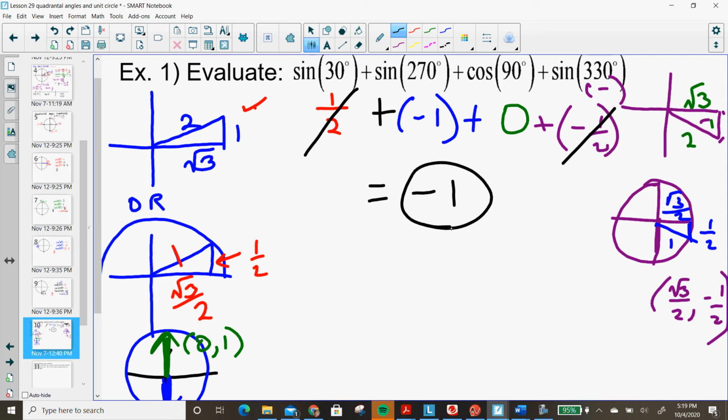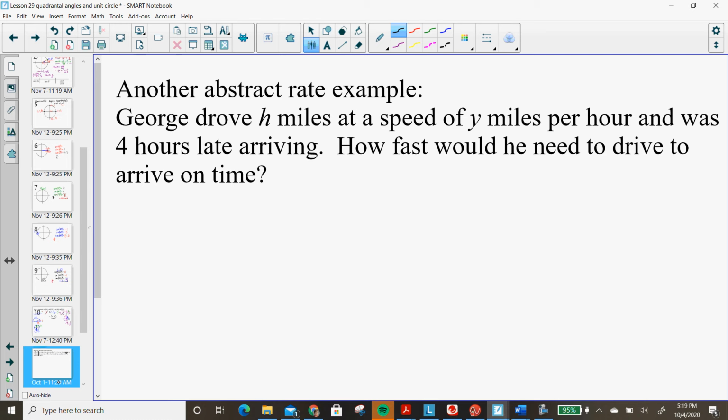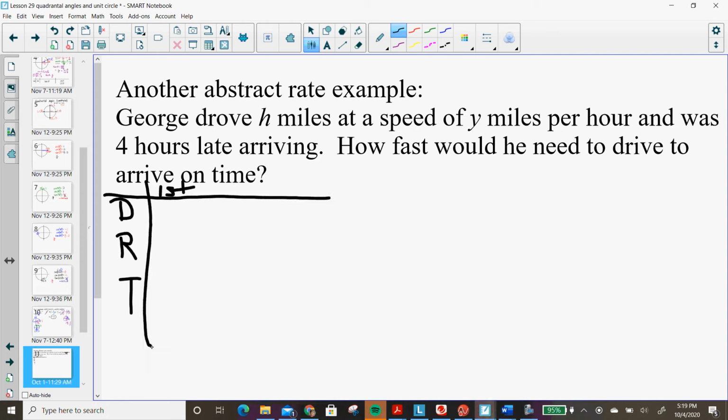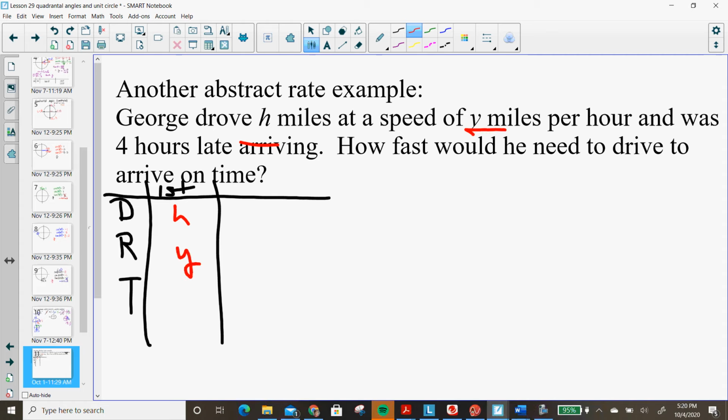And then my final example today is just reviewing one that I know has been giving some of you some trouble, some of these abstract rate problems. So we are going to set this up with distance, rate, and time all in a table. And we're going to have the first time around, and let's see, the first time around, George drives h, so that's our distance. Speed is y miles per hour, so that is our first rate.